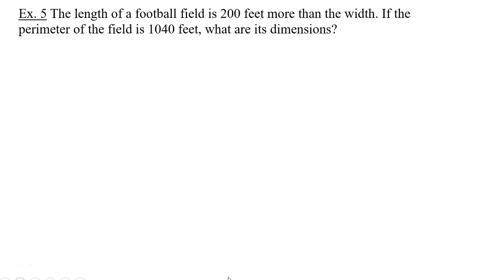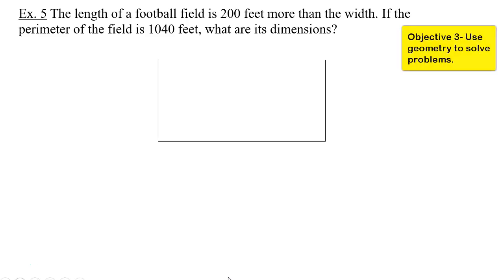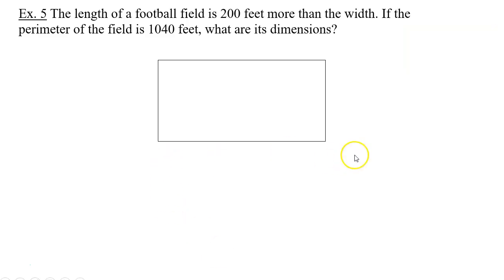100 feet more than the width. If the perimeter of the field is 1,040 feet, then what are its dimensions? So the first thing I'd probably do is draw a picture for this. We're talking about a football field, so think about the shape of a football field. We'd start out with a rectangle. And if I think about the length, of course, as the long side, the width is the short side. They told me that the length of the field is 200 feet more than the width.